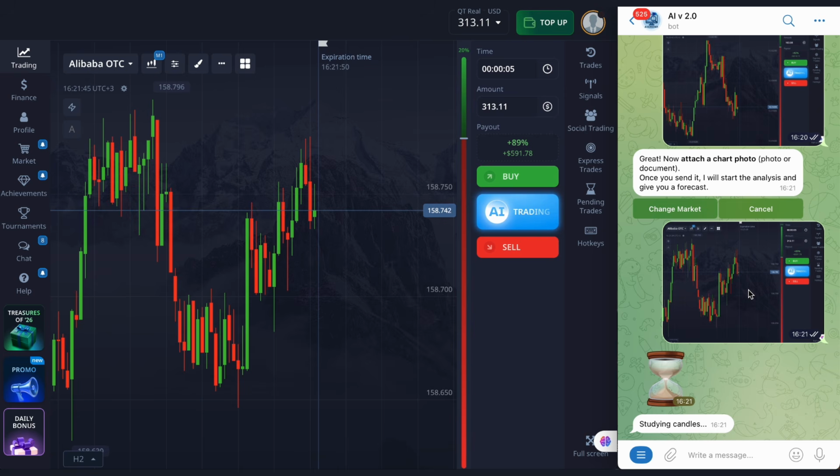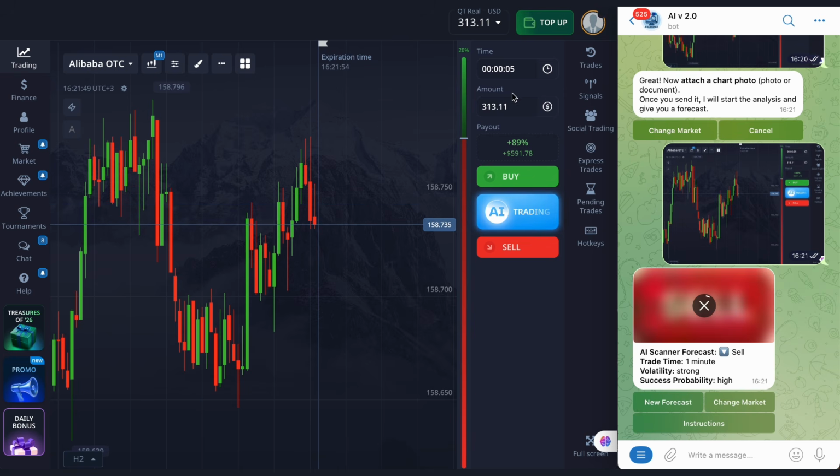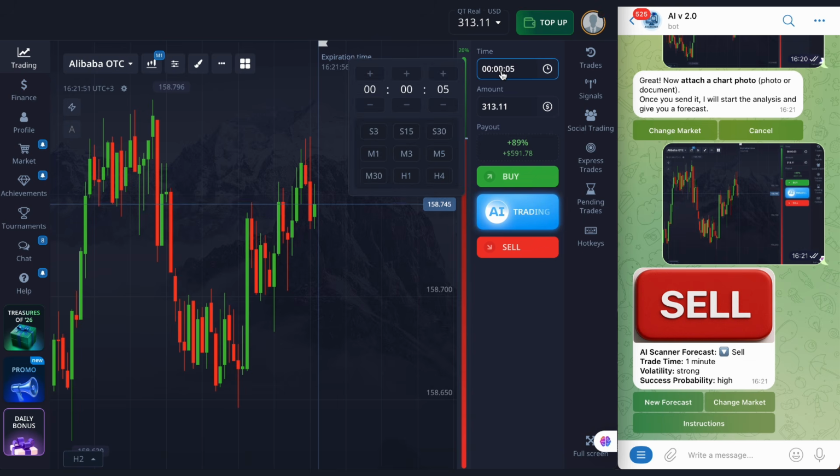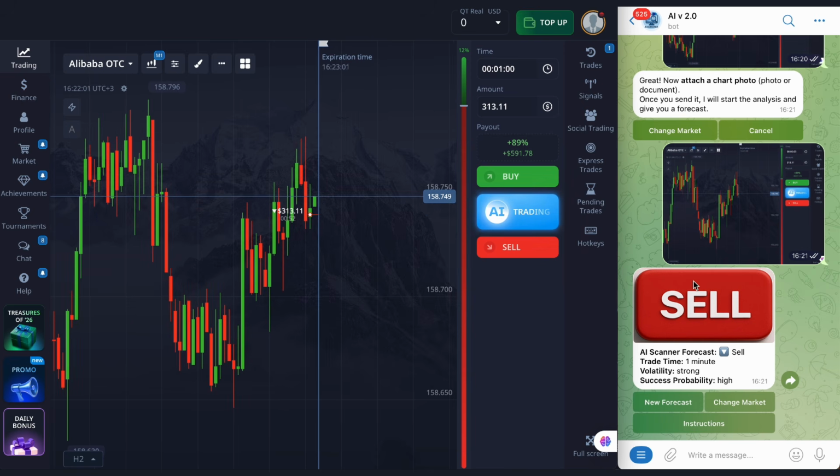It's building strategies and studying candlesticks. And what is this gonna be? It is gonna be a 1 minute sell, setting my timer on 1 minute, ladies and gentlemen, and executing a sell order for this trade. We're gonna hold on tight and see how this is gonna play out, ladies and gentlemen. This is a 1 minute trade predicted by our AI screener version 2.0.